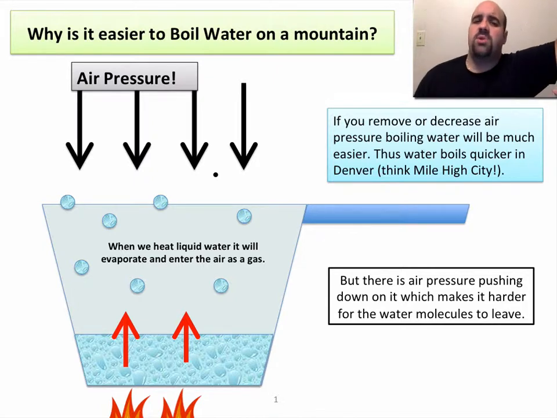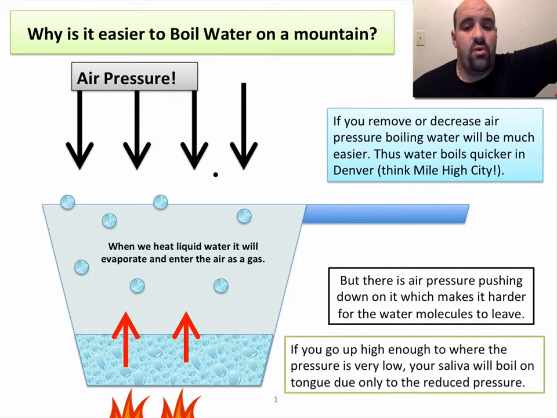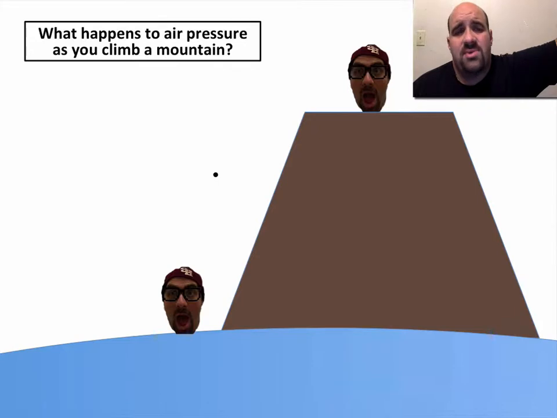It was just because there was so little pressure in the chamber that the water on his tongue was able to boil right away. So water can boil at temperatures well below 212 if we reduce the pressure. Because in order for water to boil, it has to overcome air pressure. If we remove the air pressure, boiling becomes much easier for water. So why is it easier to boil water on a mountain? Well, as you go up, there's less air, there's less pressure.